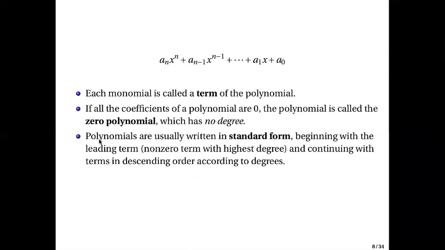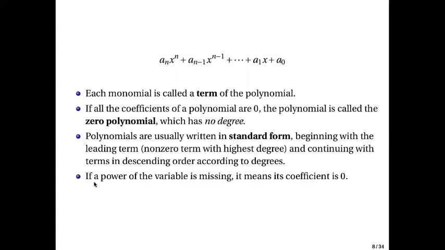Now, as I have said, polynomials are usually written in standard form, beginning with the leading term, the non-zero term with the highest degree, and continuing with the terms in decreasing order according to degrees. If a power of the variable is missing, it means its coefficient is 0.